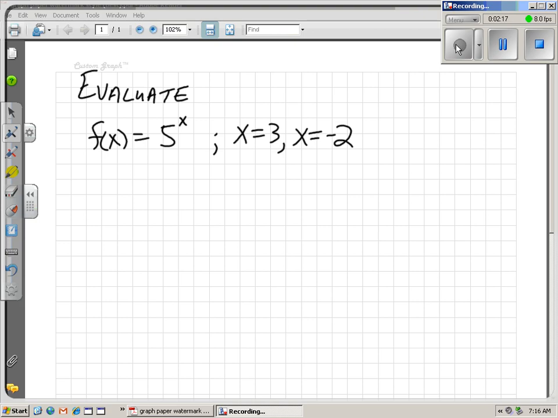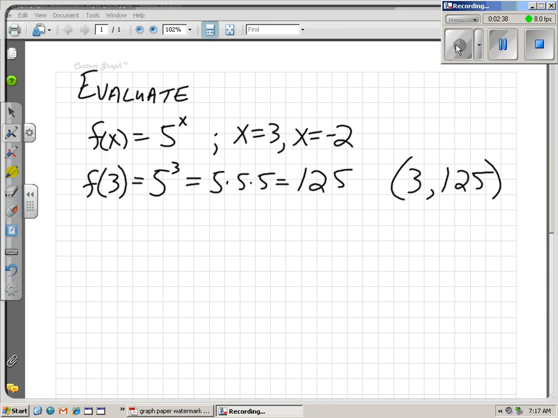Here's a homework problem you might see. They want you to evaluate the function f of x equals 5 to the x, and these are the x's that they want you to put in. So I'm going to put in 3 for x and calculate f of 3. I want to know what 5 to the 3rd power is. Well, that's just 5 times 5 times 5, which is 125. As an ordered pair, we'd say that when we put 3 into the function, we got 125 out.